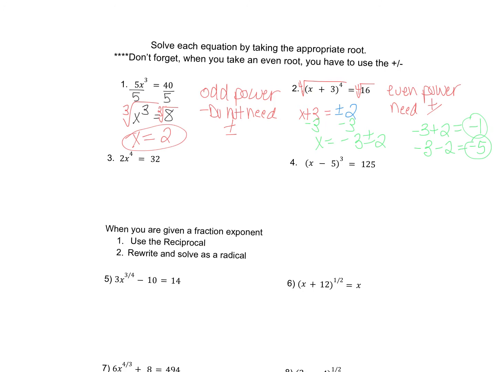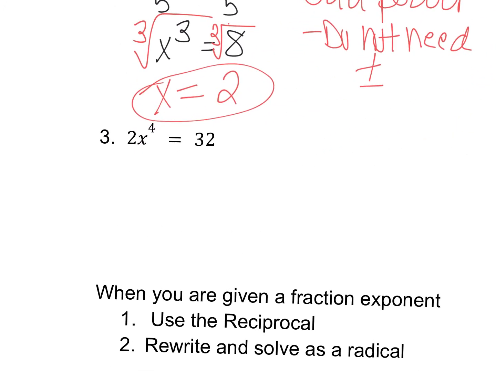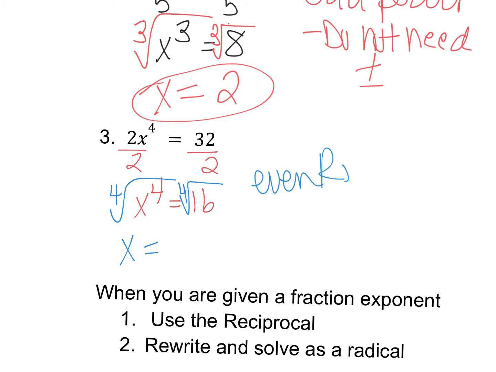Okay, so let's just look at 2 more examples here. I have 2x to the fourth equals 32. Again, the first thing I want to do is to make sure that I get x by itself. So I'm going to divide both sides by 2. And I get x to the fourth equals 16. To undo x to the fourth, I am going to take the fourth root of both sides, which leaves me with just x over here. And don't forget, when we take an even root, okay, we have to think plus or minus. So that's going to be plus or minus 2, because the fourth root of 16 is 2.